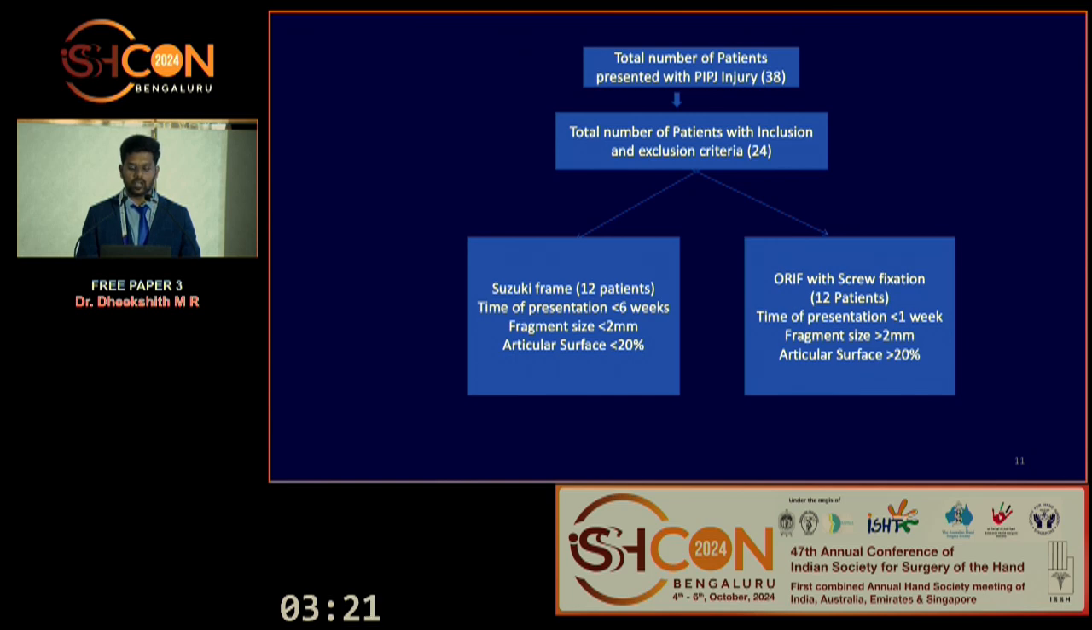Suzuki frame was done in the cases who presented within 6 weeks, where the fragment size was less than 2 mm and articular surface involvement was less than 20%. Interfragmentary screw fixation was done in the acute cases who presented within 1 week, where the fragment size was more than 2 mm and articular surface involvement was more than 20%.